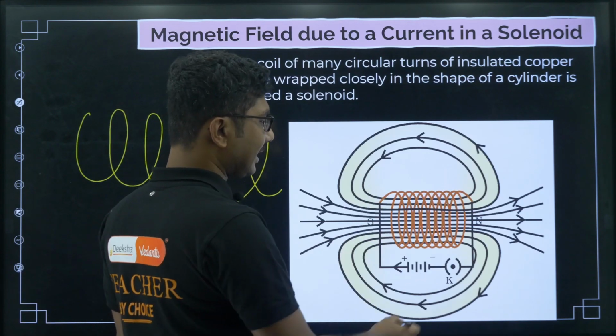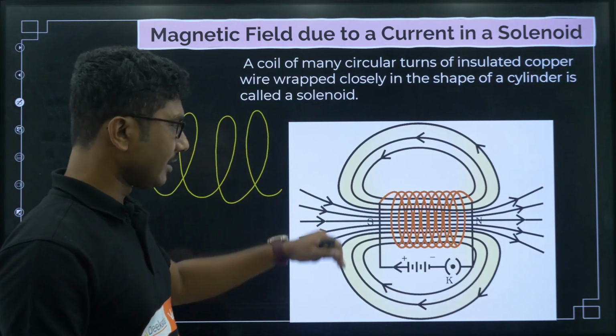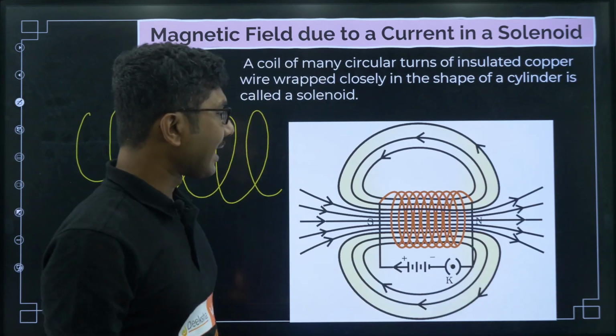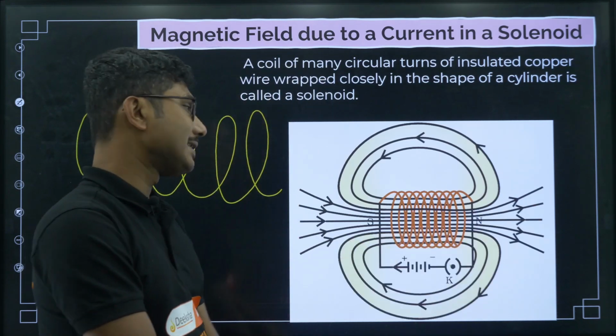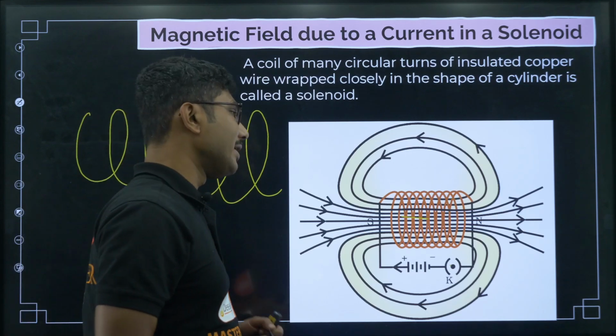And this is connected in a circuit. There is a key; switch it on, current will flow, and as the current is flowing, there will be an associated magnetic field. These are the magnetic field lines due to a solenoid. Inside the solenoid core, the magnetic field is constant and it is also very strong.